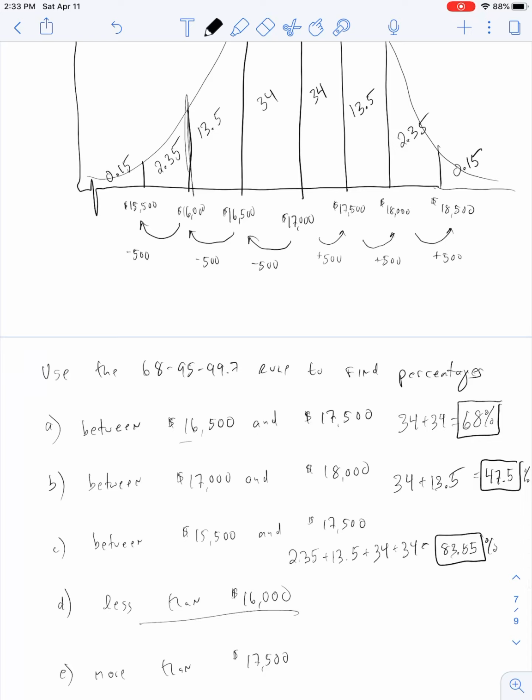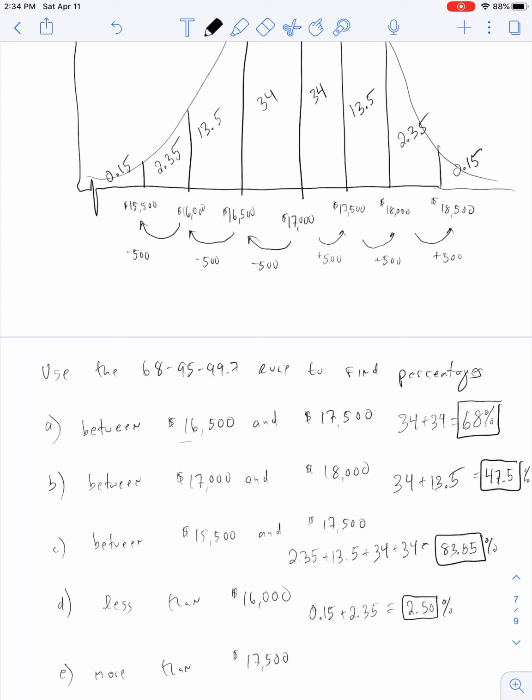Less than 16,000. Here's 16,000. Less are the numbers to the left, so we'd add those. So you got 0.15 plus 2.35, and what does that give you? You should be able to add those up to get a 2.50 or 2.5%.